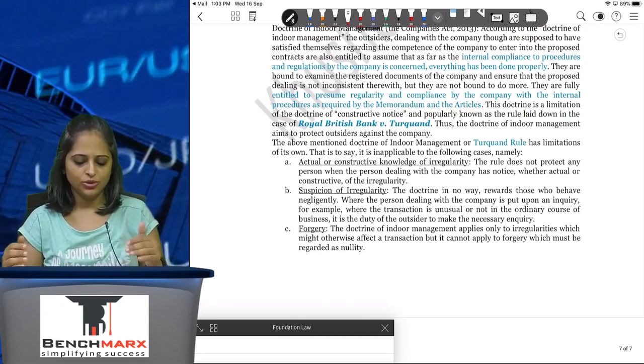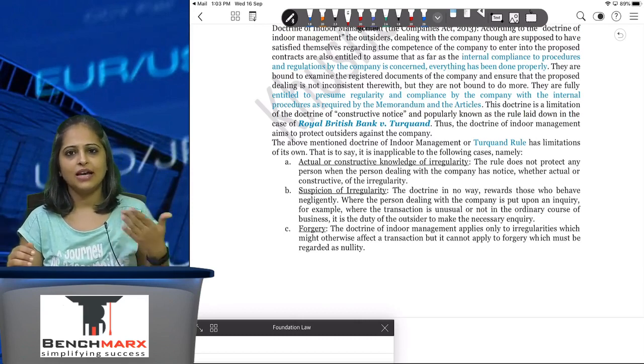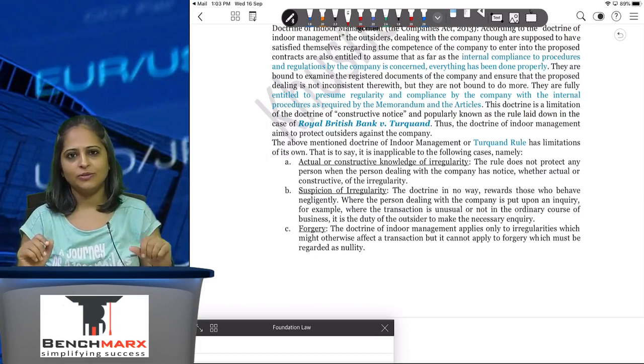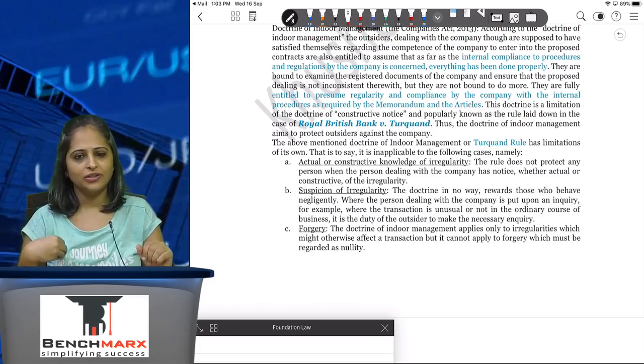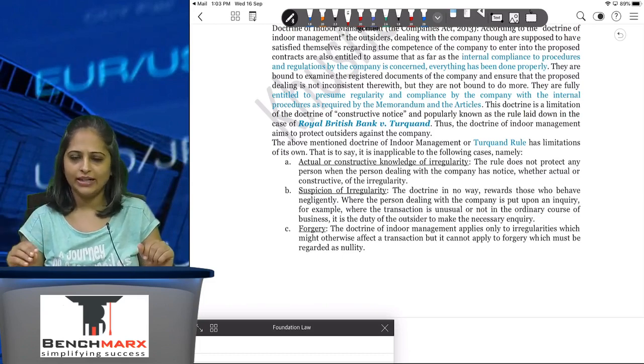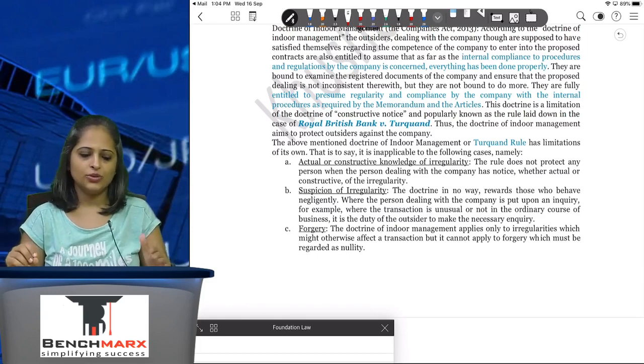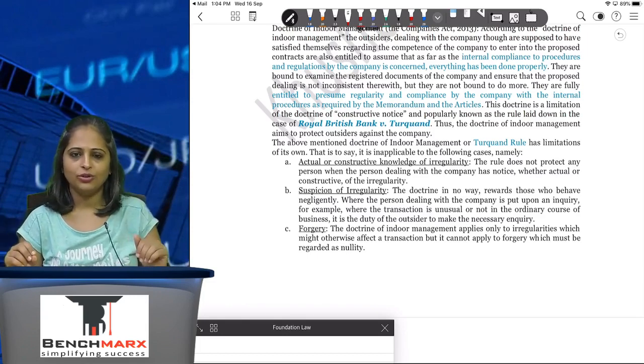same time, I am not supposed to look at that, because all of these things are the internal management of the company. When I am dealing with the company, I have to assume that the company has complied with all the internal regulations which it has to comply as per its articles of association. So that is your doctrine of indoor management.